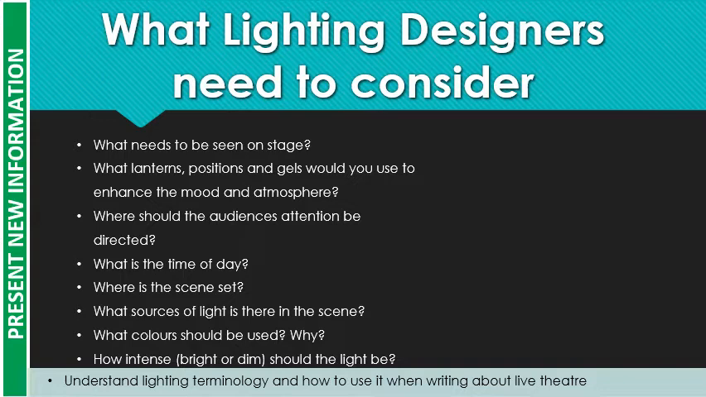Where is the scene set? If the scene was set in the desert, I'm sure you'd have a very different type of lighting as opposed to it being set in a cave. What sources of light are there in the scene? This is talking about natural light. Is there any natural light in the scene? Like I just gave you the example of the desert or the cave. That's what I'm talking about there. What colours should be used and why? If I'm using a green light, I need to know why I'm using that. If I'm using a red light, I need to know why I'm using that. And how intense or how bright or dim should these lights be?